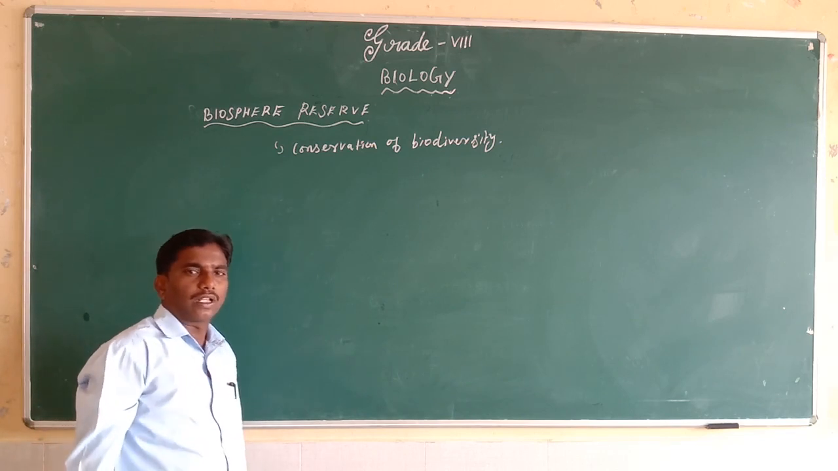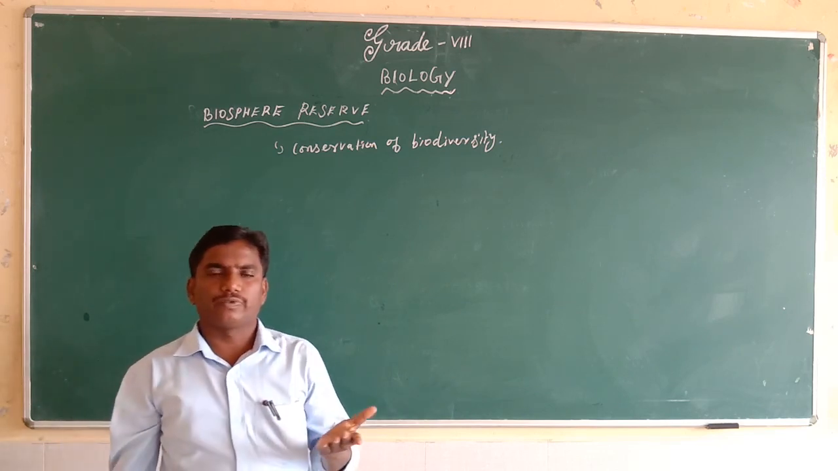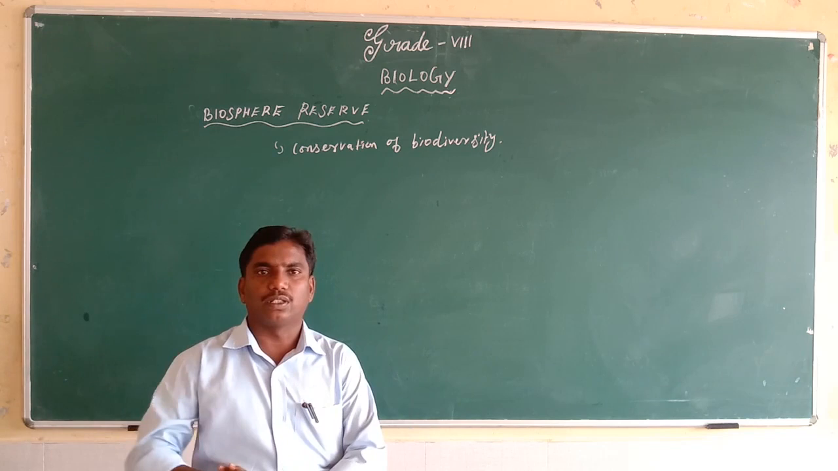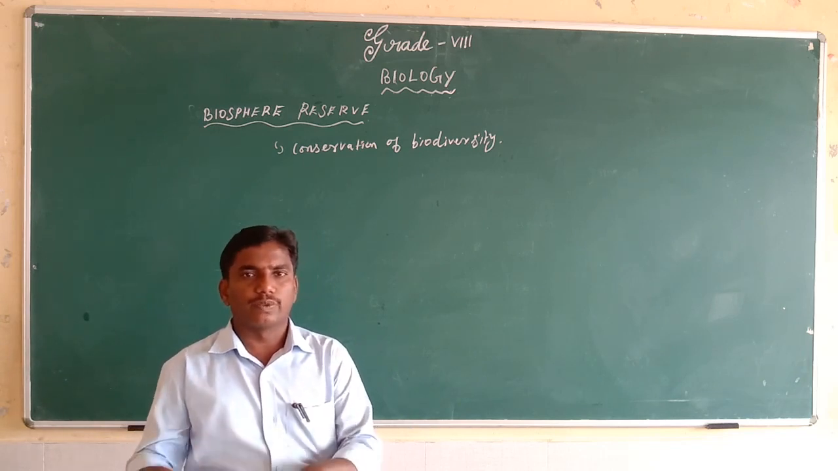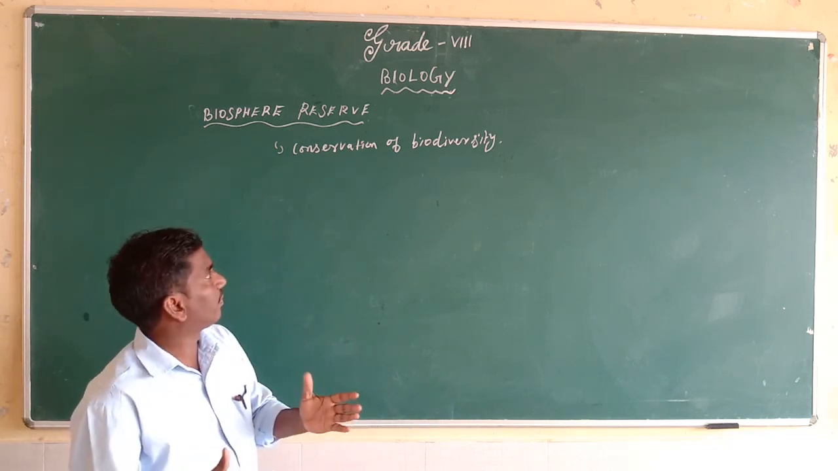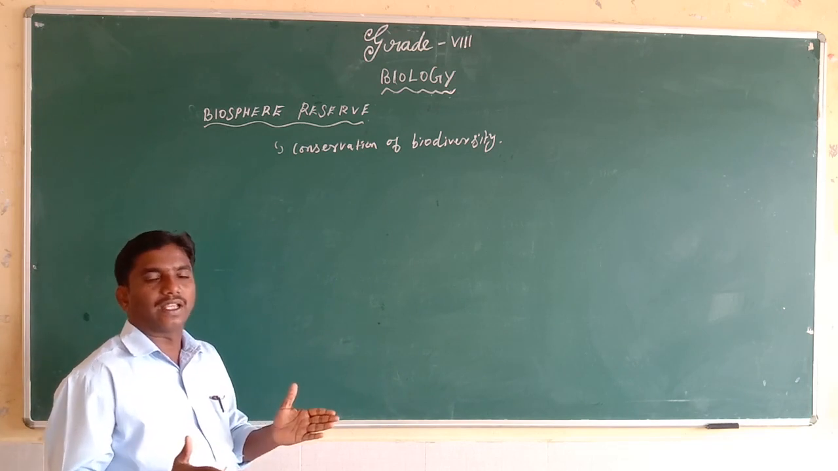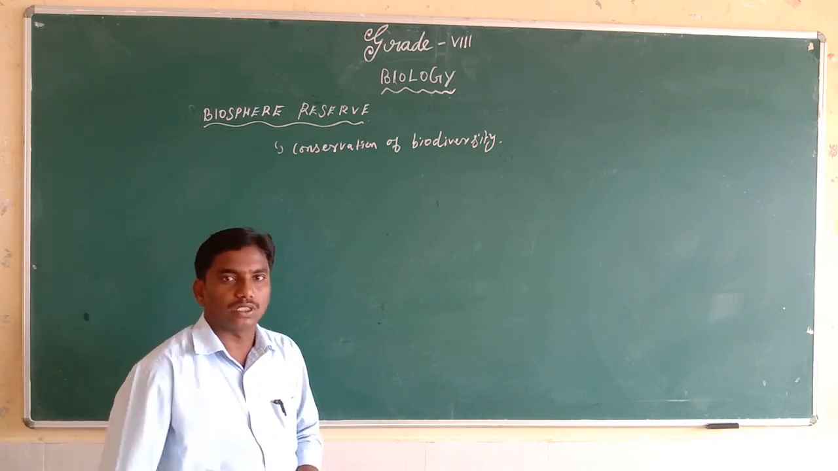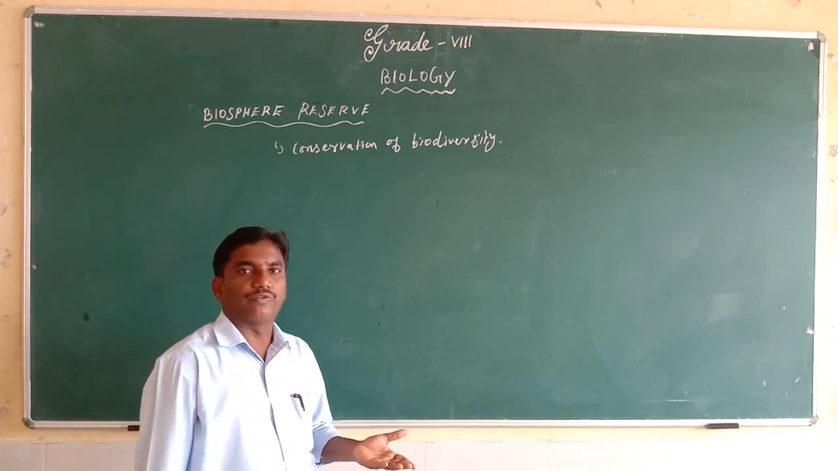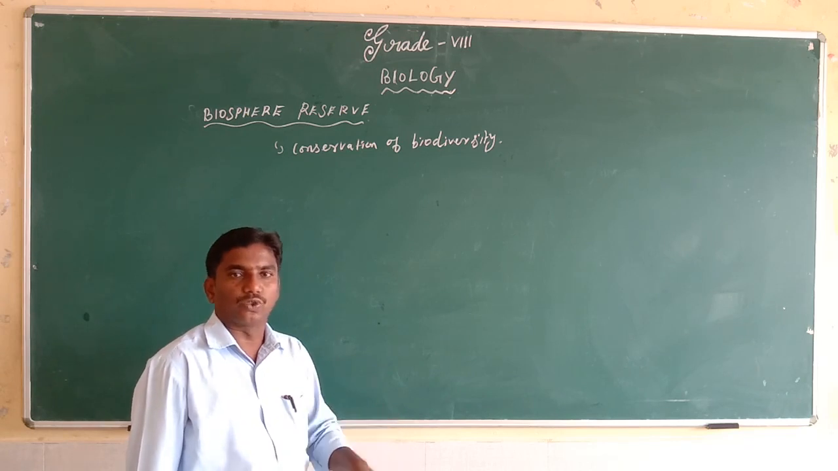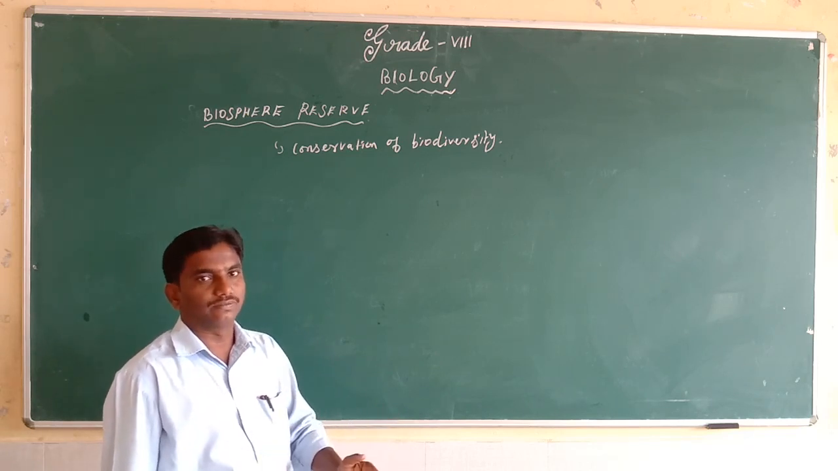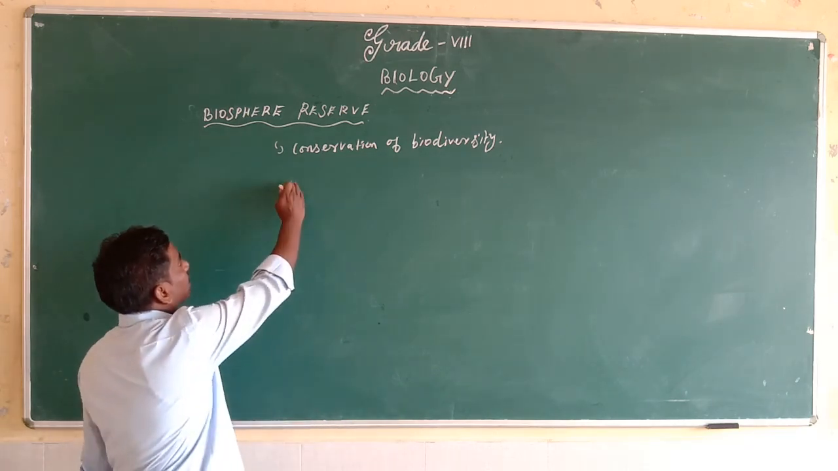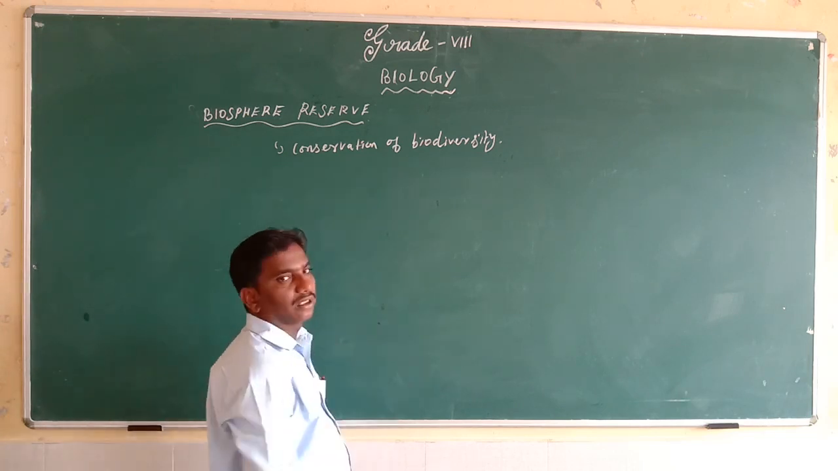So there is naturally a large area found in the atmosphere. That area naturally has some plants and animals, even microorganisms, and a variety of plants as well as animals can survive in that area. So it is the conservation of biodiversity.